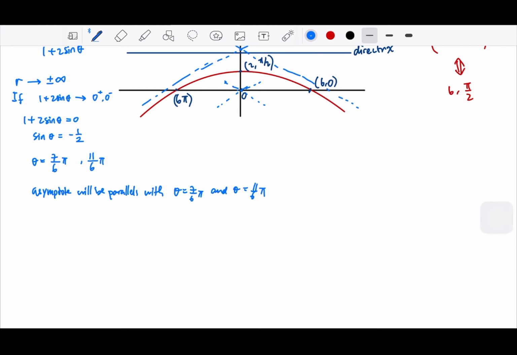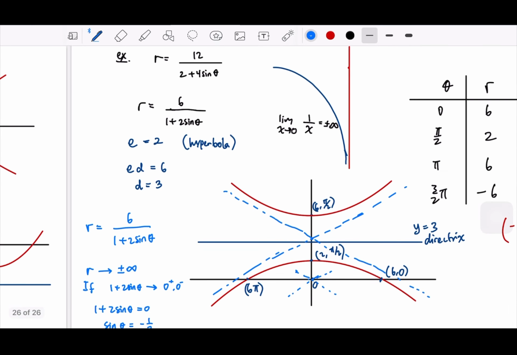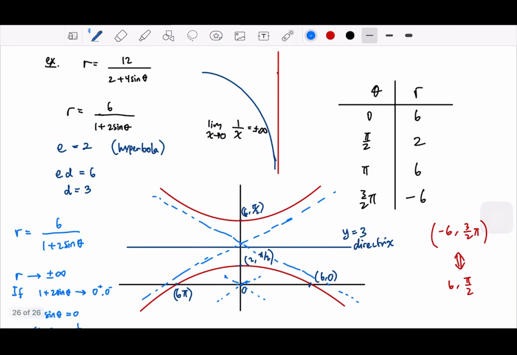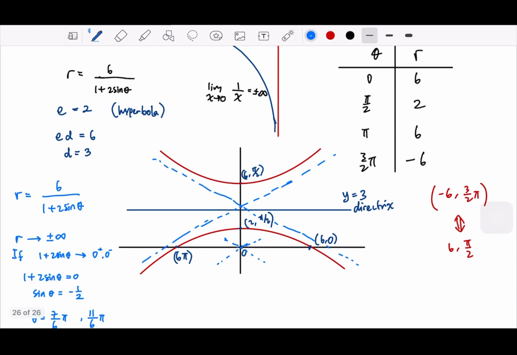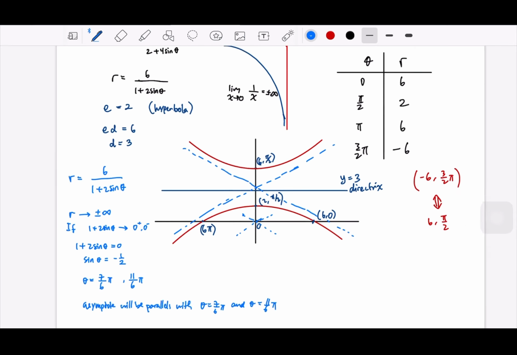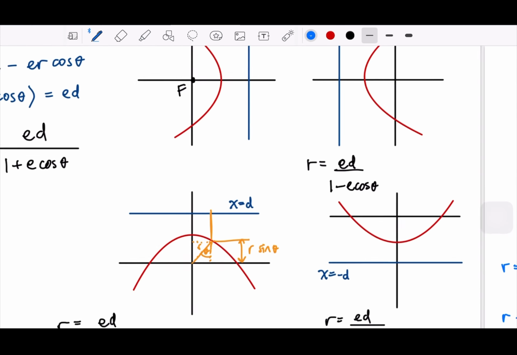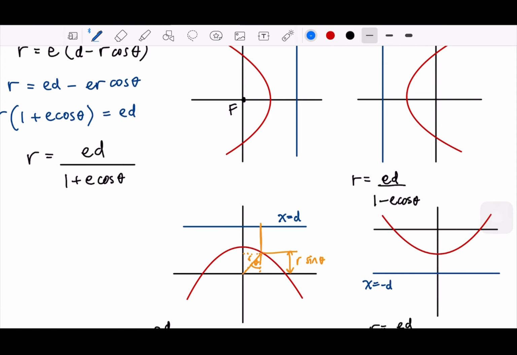So we have discussed conic sections in polar. The important thing is to define the eccentricity and to define the polar curve, r equals ed over 1 plus or minus e cosine theta, or 1 plus or minus e sine theta. And from those four forms, we can determine which way our conic will open.